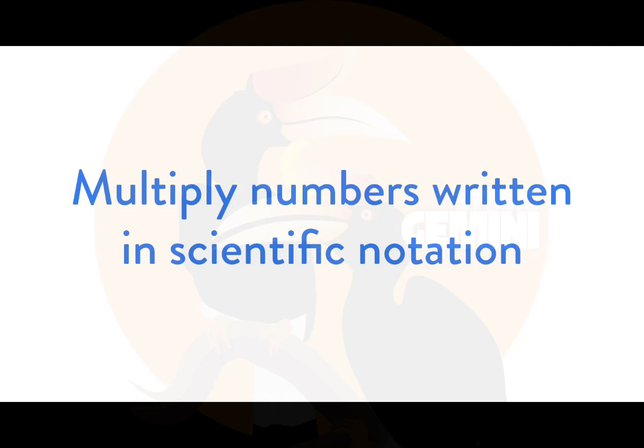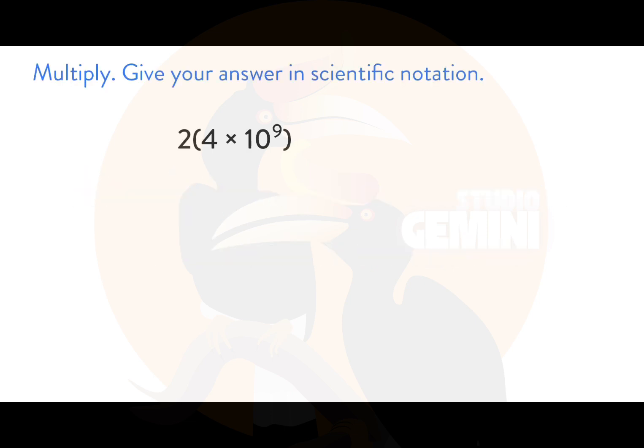Multiplying numbers in scientific notation can actually be faster than multiplying the same numbers written the usual way. So let's look at this product. Here we have 2 times a number written in scientific notation. Remember, a number written in scientific notation has 2 factors. The first is a number greater than or equal to 1 and less than 10. The second factor is a power of 10. They are separated by a multiplication symbol.